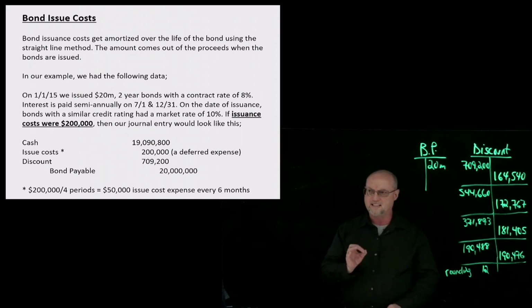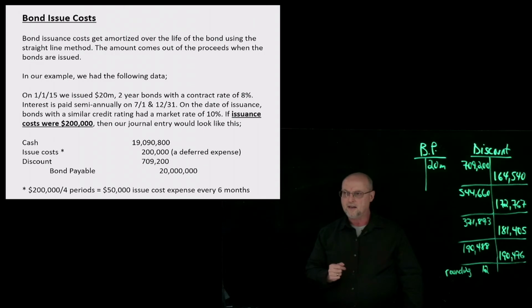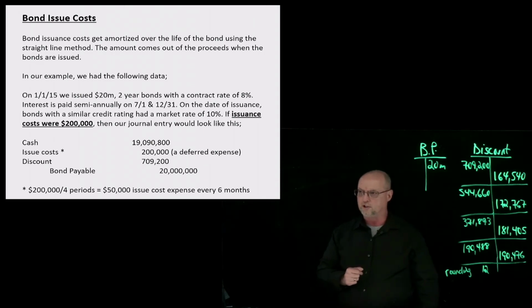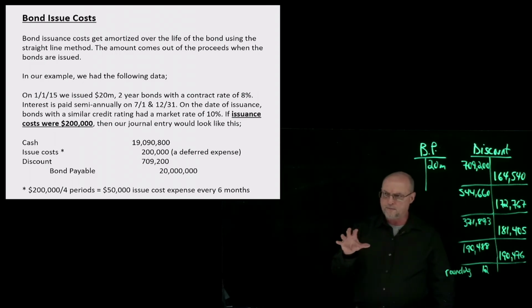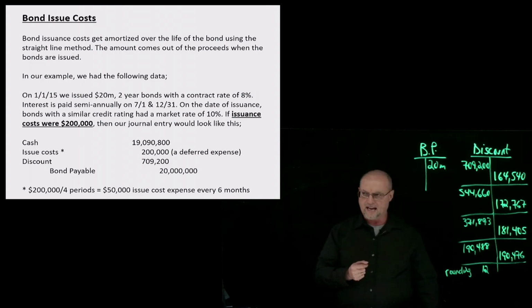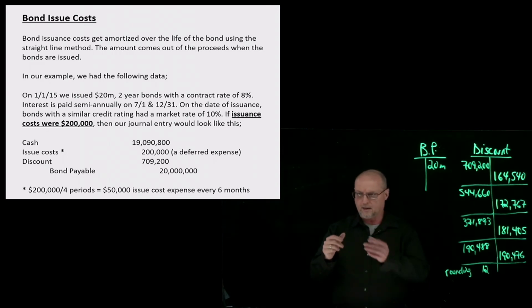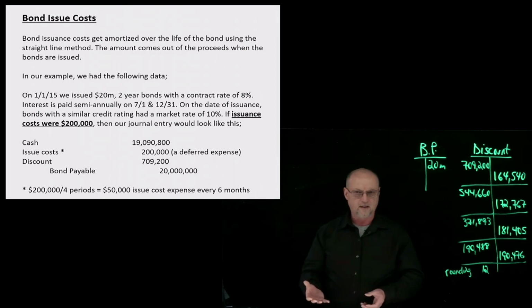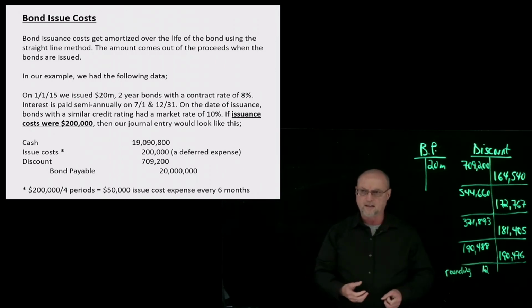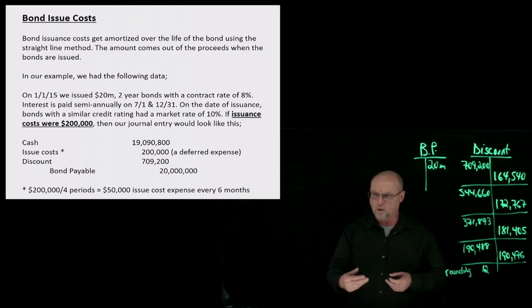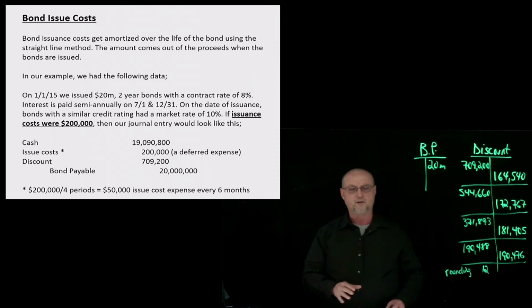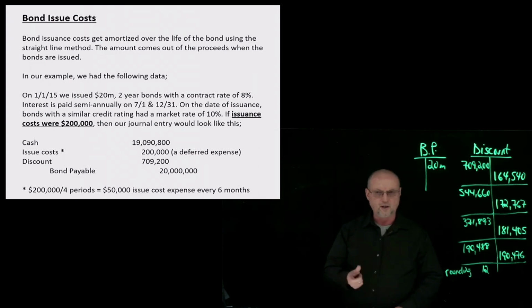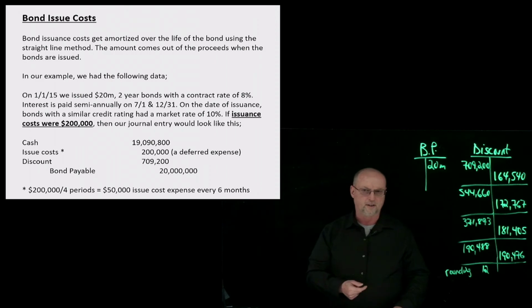Okay, so we're going to use the exact same example as before, and I've added at the bottom, issue costs were $200,000. Then notice we took that $200,000 out of the cash proceeds, and issue costs, which right now is a debit balance, it's not really an asset, it's a deferred expense. We're going to spread that out using straight line amortization, and every 6 months we will record issue cost expense of $50,000. I don't have the journal entries here, but it's a pretty straightforward concept. And you can just record it as a separate journal entry.